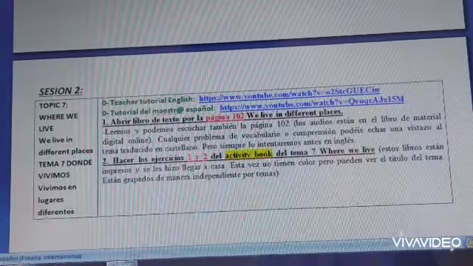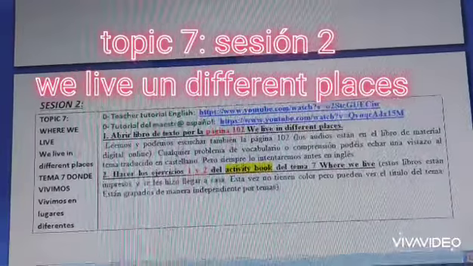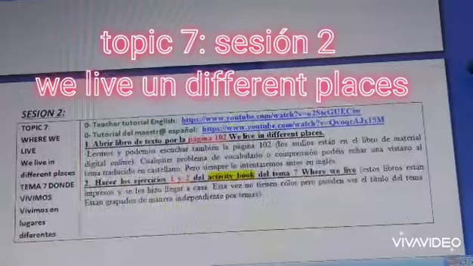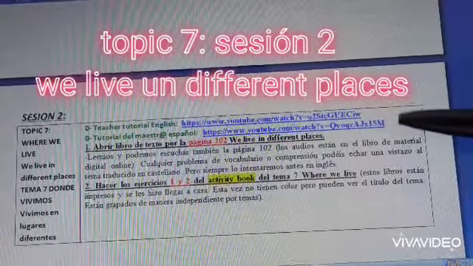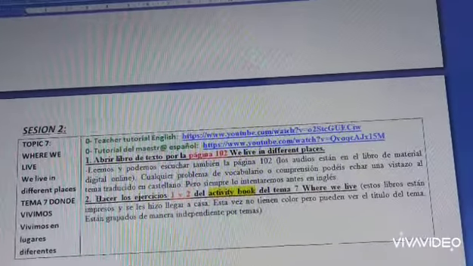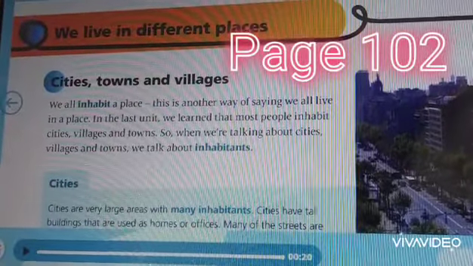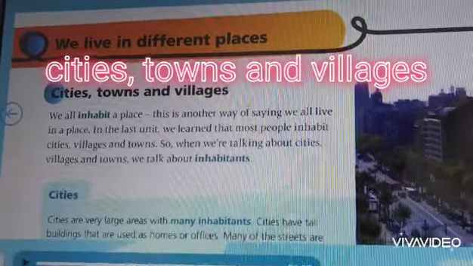We are in session 2 of social science. We are in topic 7, as you can see. Topic 7, where we live. And first of all, you are going to watch the two videos in English and in Spanish, and then you can open your book on page 102. In the lesson, we live in different places. Today, we are going to learn the differences between cities, towns, and villages.